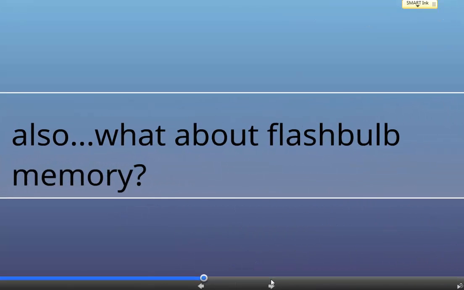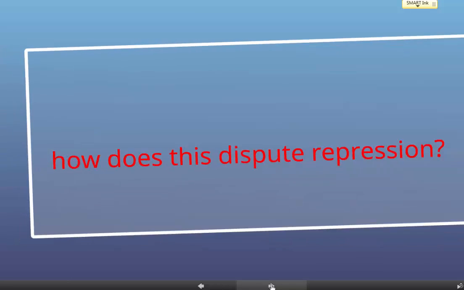What about other evidence against it? What about flashbulb memory? Now, what do you remember about flashbulb? Just pause a minute. What do you recall about flashbulb memory? Flashbulb memory, if you know, is a very emotive, very strong memory and recall of detail of some sort of emotional event. Now, that obviously goes against repression.